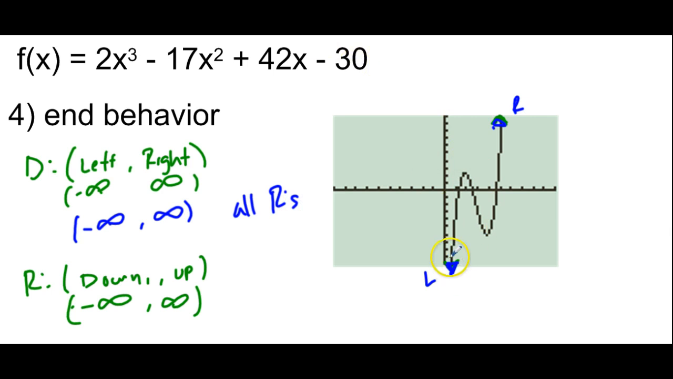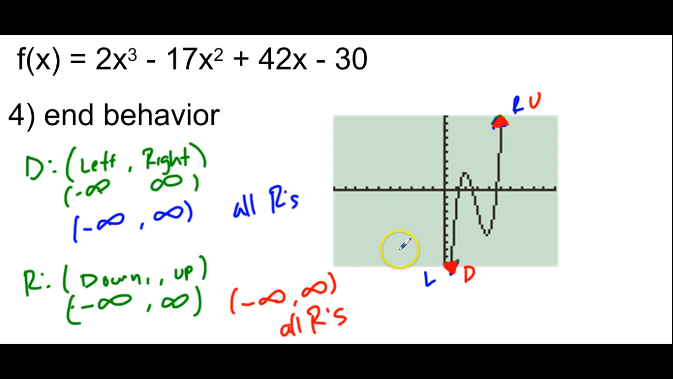The range, this arrow is going down, so we're going to put a D, and this arrow is going up, so I'm going to put a U. So we know that it's going down and it's going up, so we can put down negative infinity to positive infinity. That can also be the same thing as all reals. So the domain is all reals going negative infinity to positive infinity. The range is all reals going negative infinity to positive infinity. Hopefully you guys can see that.